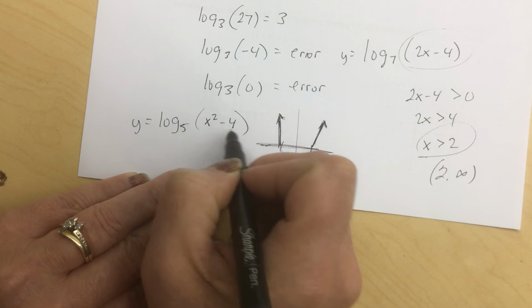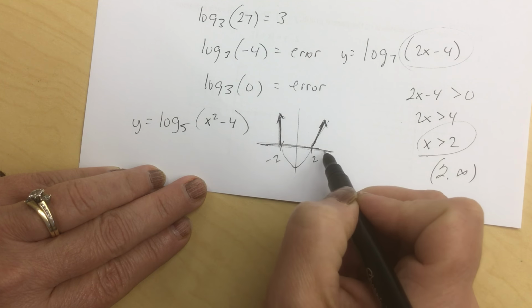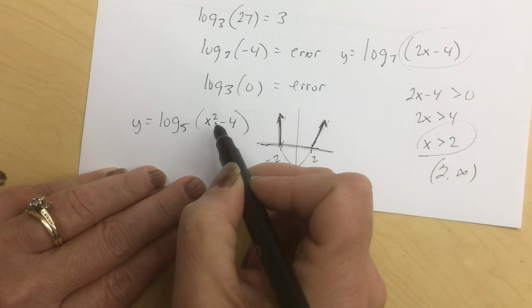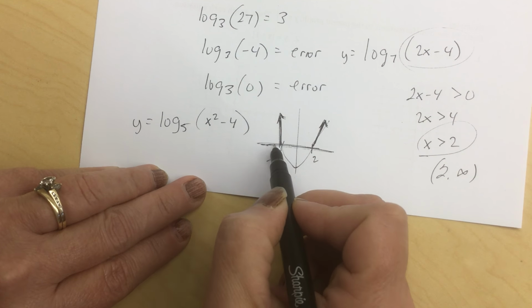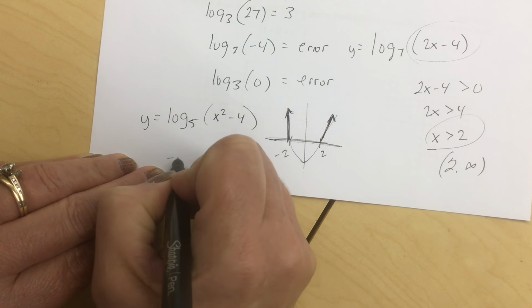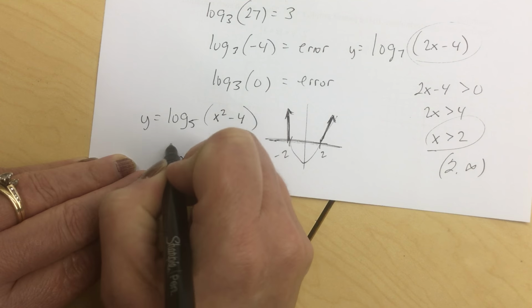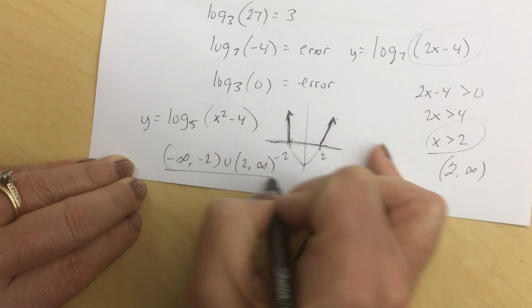So in order for this thing to be positive, x has either got to be bigger than 2, like 2.5. 2.5 squared minus 4 is going to be positive. Negative 2.5 squared minus 4 is also going to be positive. So the domain for this one would be negative infinity to -2, union 2 to infinity.